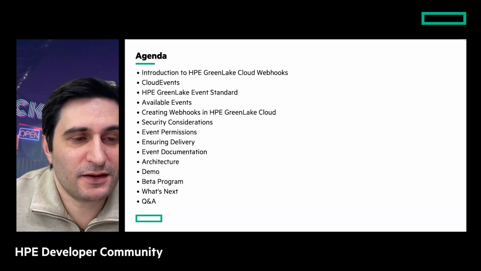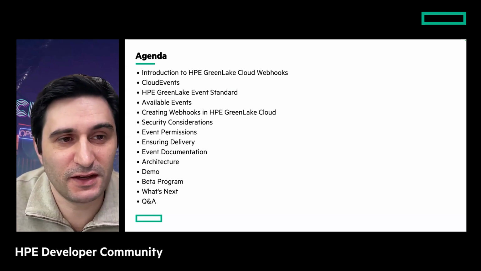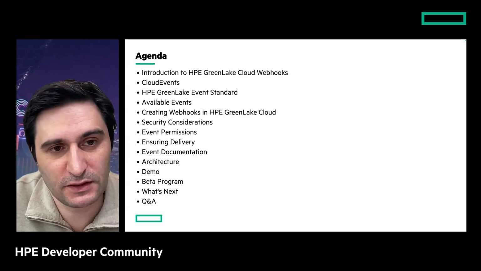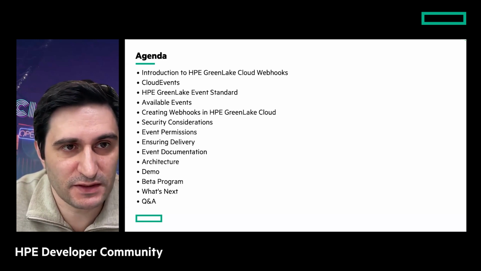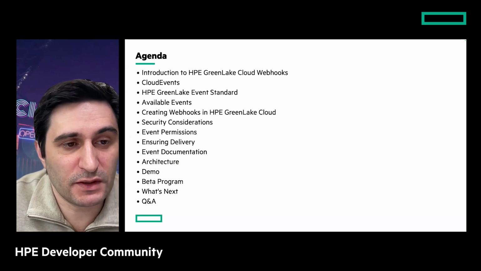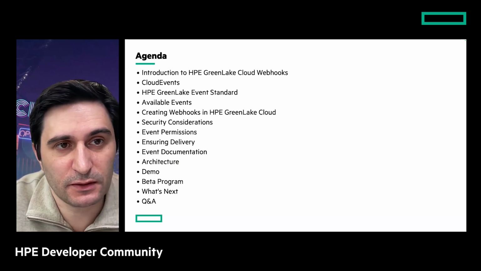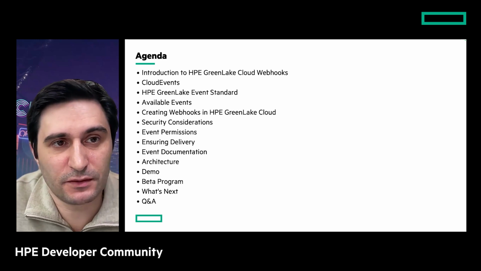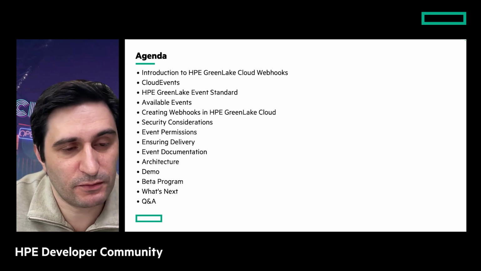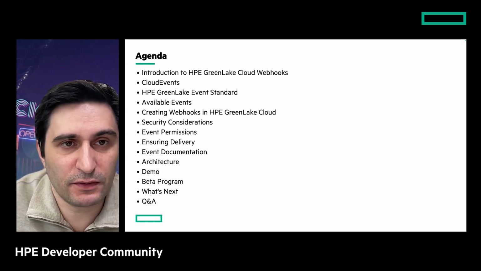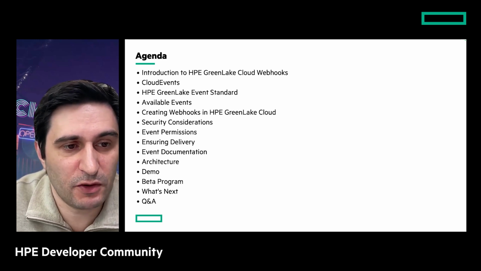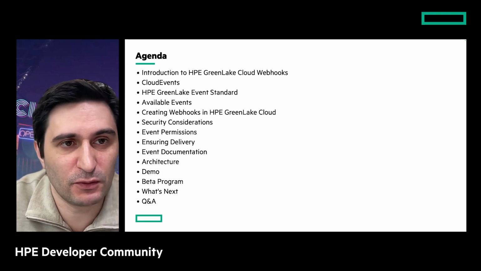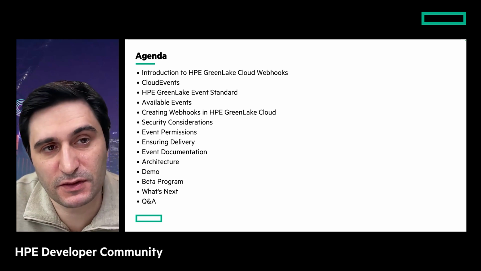The agenda today is pretty packed, so we'll try to navigate through all aspects of it. We'll introduce what GreenLake Cloud webhooks are. We'll introduce our event standard. What are the nuances of it? How do we secure it? What is the RBAC mechanism behind it? We'll showcase the architecture behind the webhook framework, and Vandeveli will do a quick demo, and then we'll have a Q&A session, and we'll tell you what is upcoming after this first part.